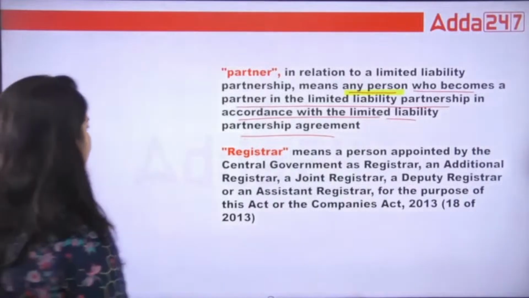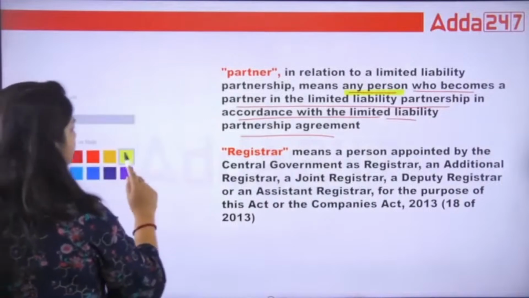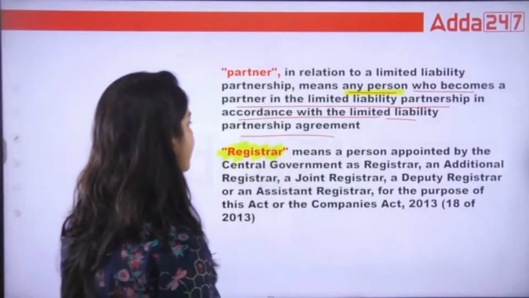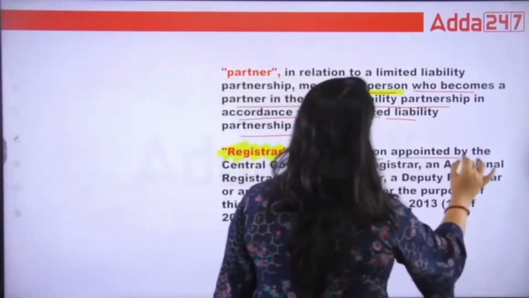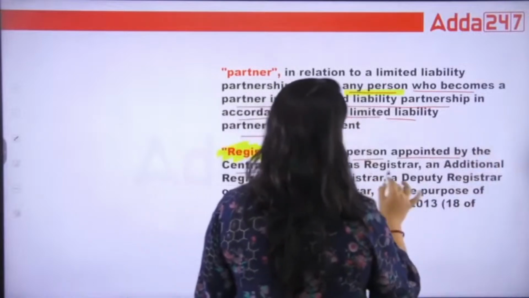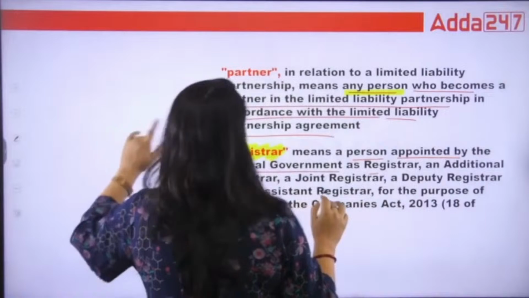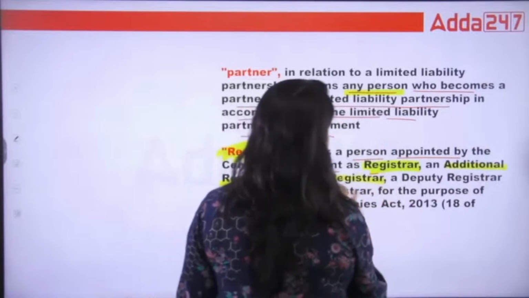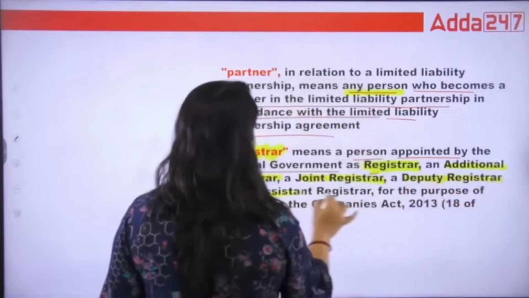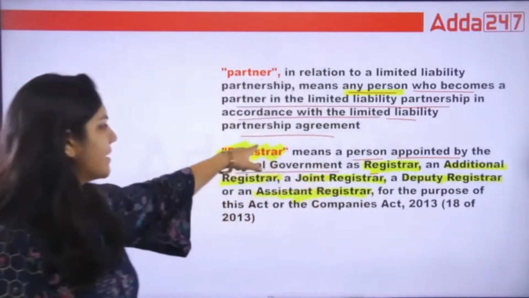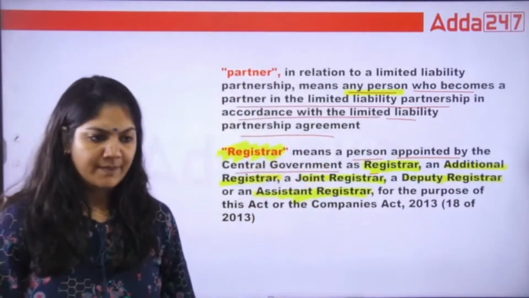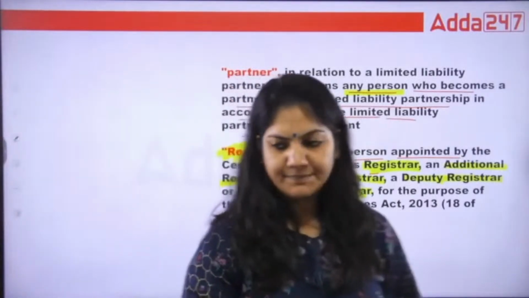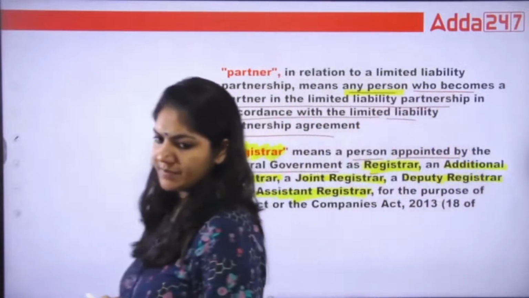Okay. What is registrar? Registrar is basically a person appointed by the central government as a registrar. It means registrar includes additional registrar, joint registrar, deputy registrar, and assistant registrar. So these are the things that are included in the registrar. C, class C. Okay, so this is the answer.